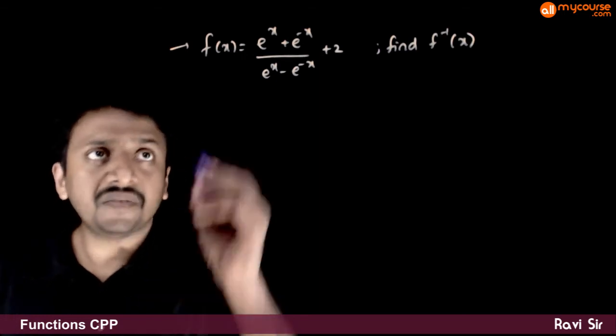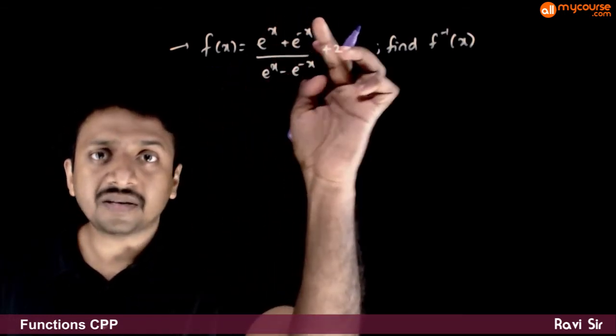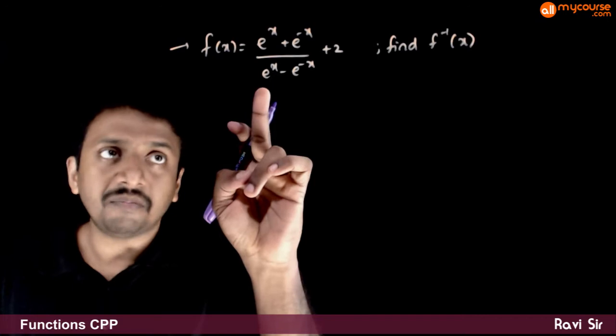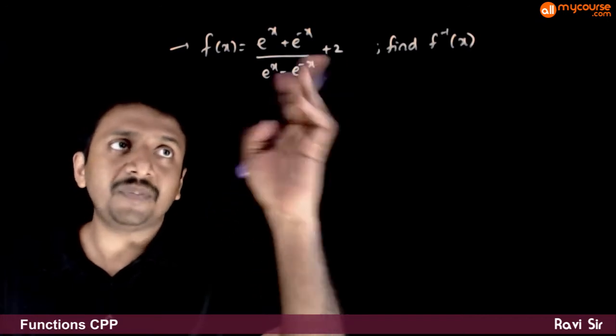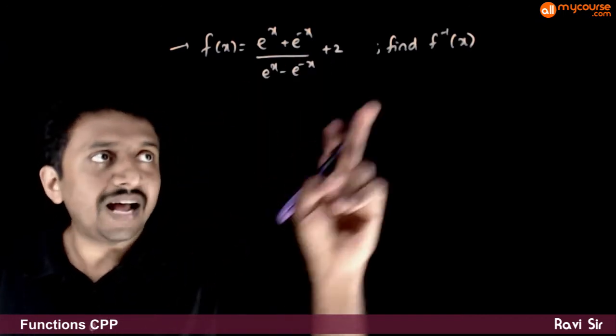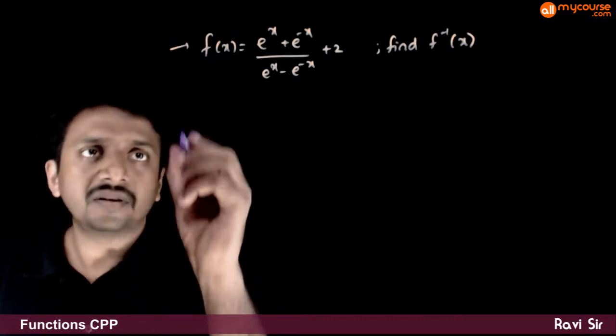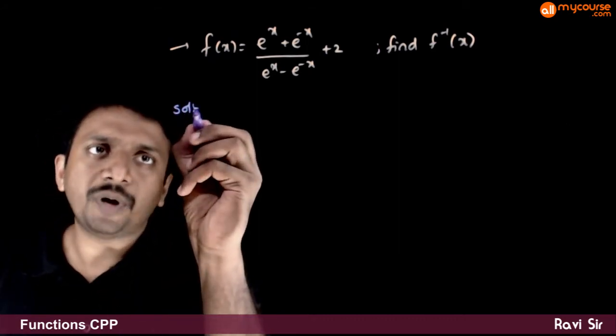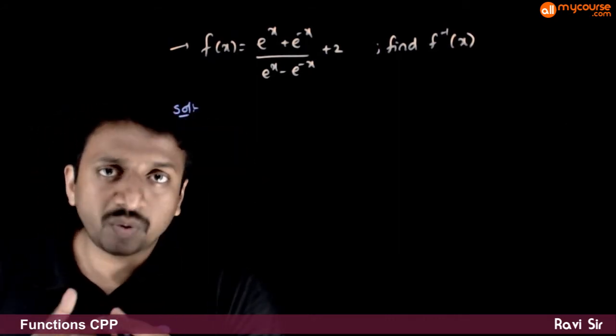In this question, you're given f(x) = (e^x + e^(-x)) / (e^x - e^(-x)) + 2. You're asked to find f inverse of x. Again, the concept of finding inverse function is quite easy.